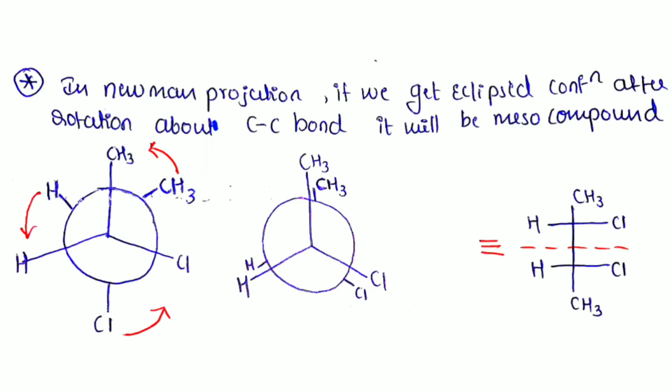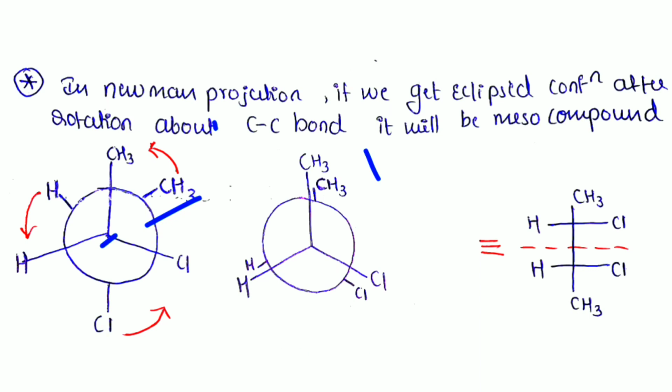In Newman projection, if we get an eclipsed conformation after rotation about the C-C bond, it will be a meso compound. What is the meaning of this? This is a given Newman projection. Simply rotate one carbon and check whether you get the eclipsed conformation or not, in which the same groups are above each other or on the same plane. If they are on the same plane, it is a meso compound. In this case, the front carbon remains as it is and we rotate the back carbon. Rotating this back carbon gives this eclipsed conformation.